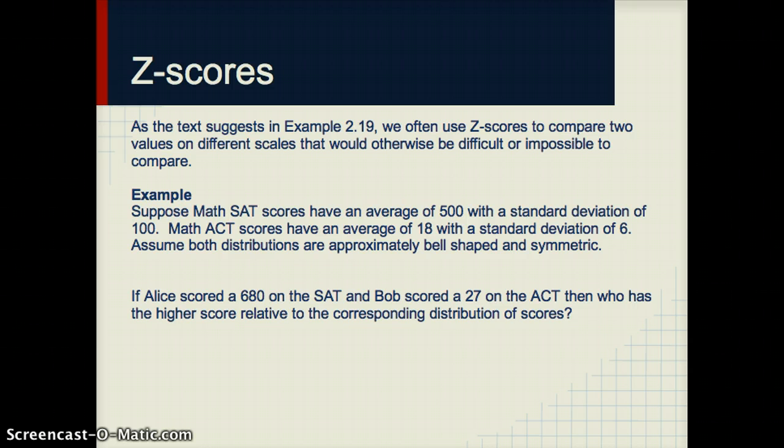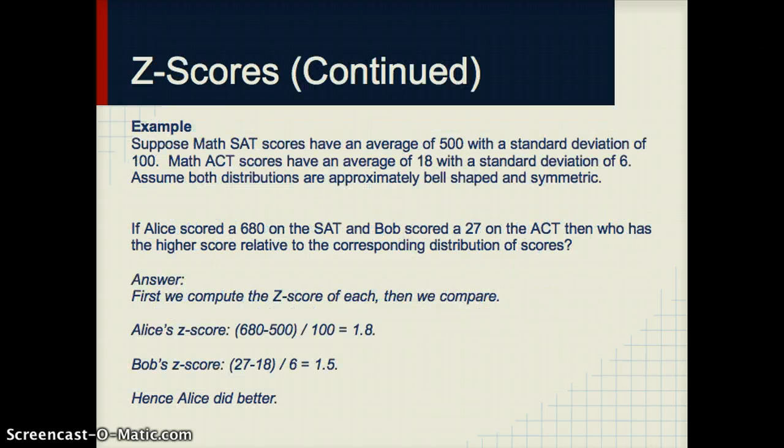So if Alice scored a 680 on the SAT and Bob scored a 27 on the ACT, those are two scores that live on entirely different scales, but because we know both are symmetric and bell-shaped and we know the mean and standard deviation, then we can compare them, like so. First, we compute the z-score of each. Alice's z-score turns out to be a 1.8. Bob's z-score turns out to be a 1.5. Because 1.8 is greater than 1.5, we see that Alice did better with respect to the corresponding distribution.